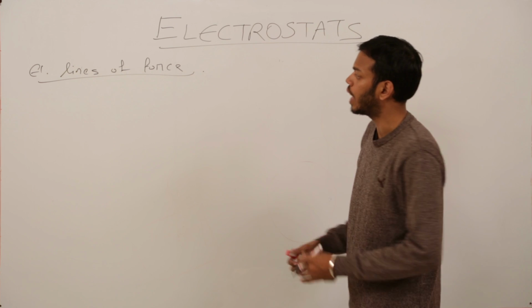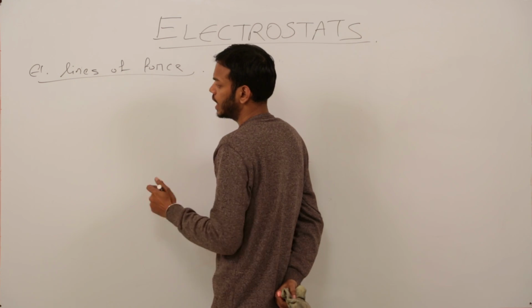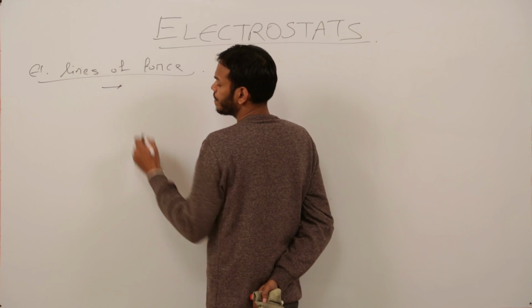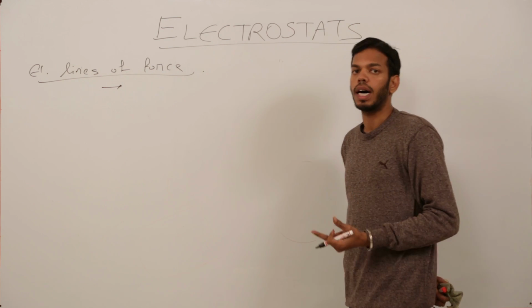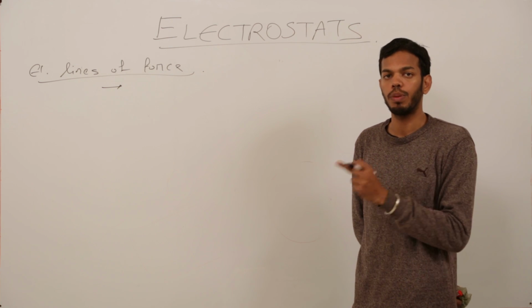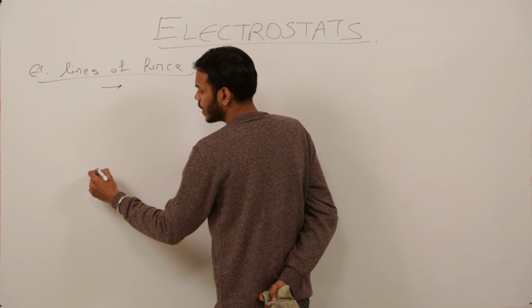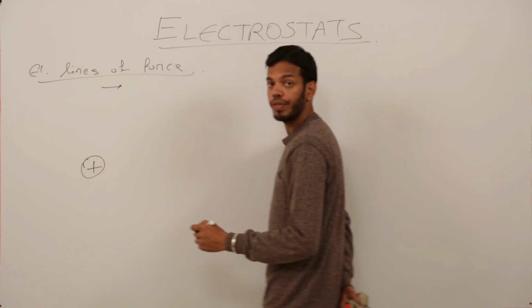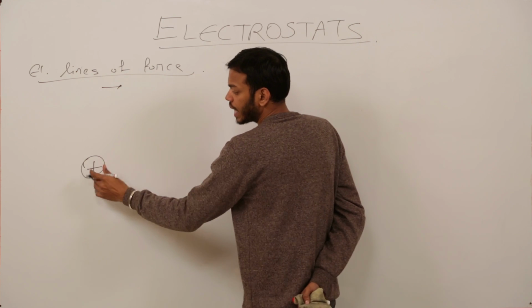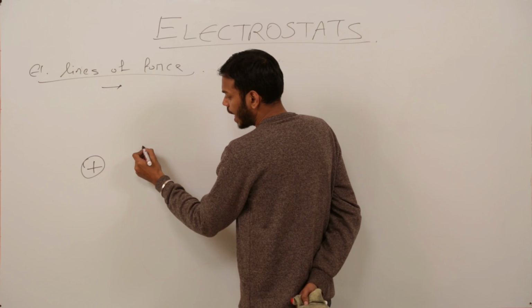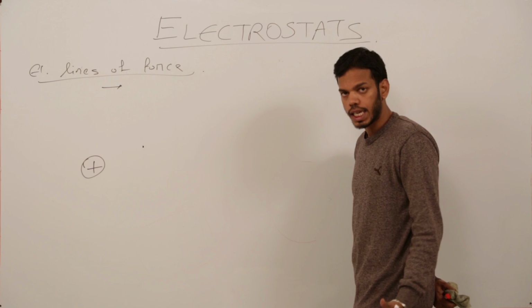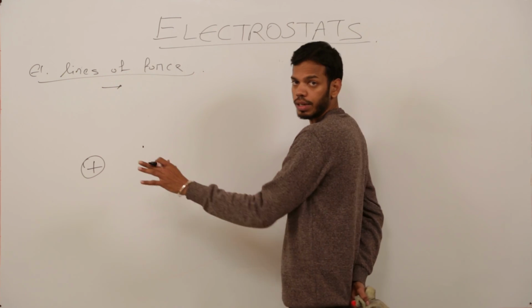How do we make those imaginary lines? According to the definition, these are imaginary paths along which a point charge will move if it is free to do so. For example, there is a very big charge here. I am putting my point charge here, or the test charge, unit charge, call it by any name.